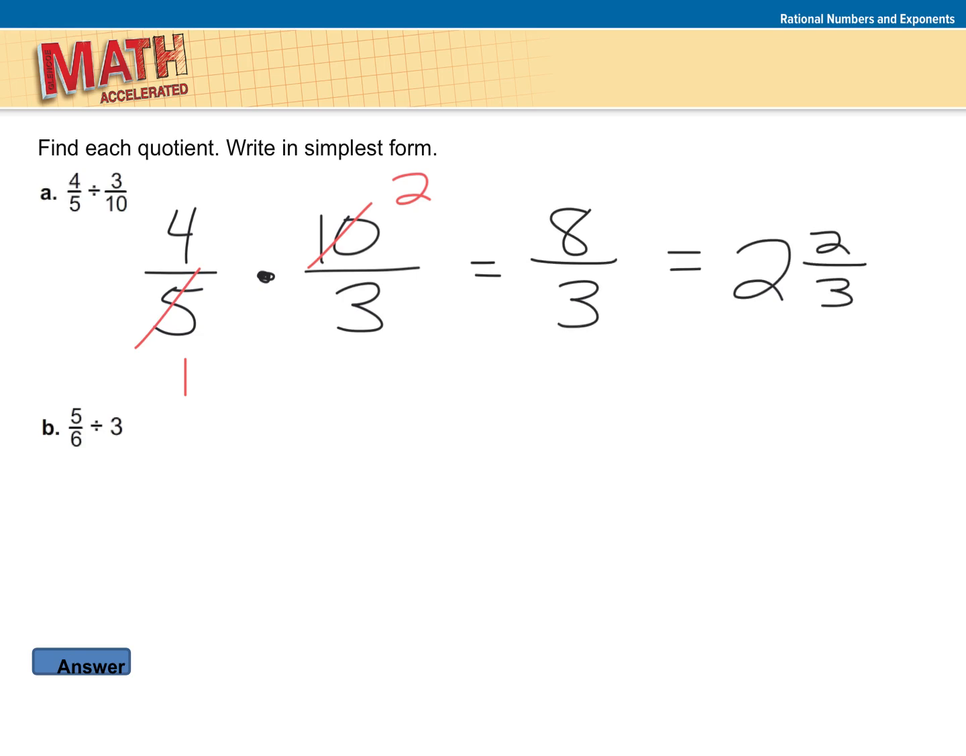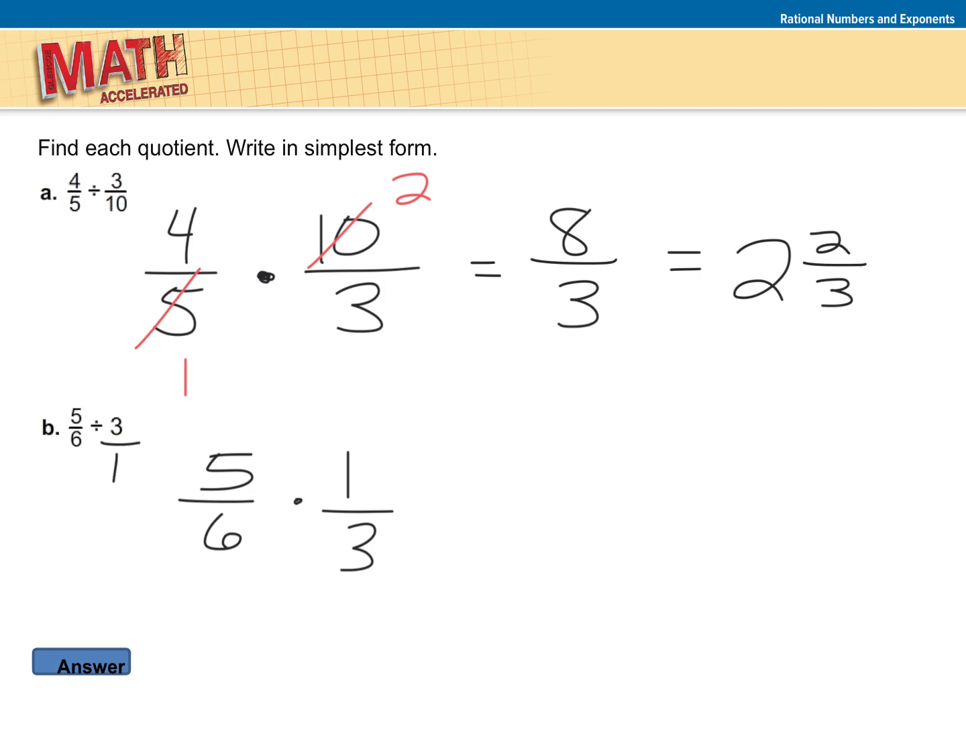Okay. On this last one, how do we write 3 as a fraction? 3/1. Okay, it's a division problem, so how do we solve this? Gotta do keep, change, flip. So we have 5/6 times, what's my new number? 1/3. Can I simplify anything?